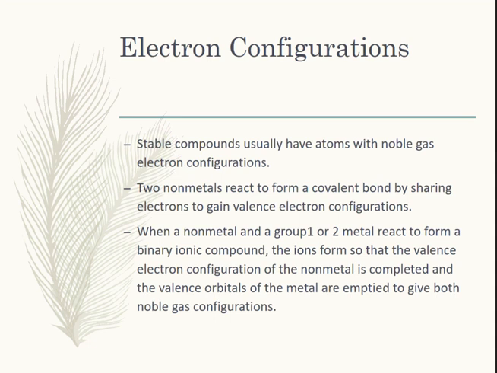When a nonmetal and a group 1 or 2 metal react to form an ionic compound, ions form so that the valence electron configuration of the nonmetal is completed and the valence orbitals of the metal are emptied, both of which lead to a full outermost energy level and therefore a noble gas configuration of electrons.